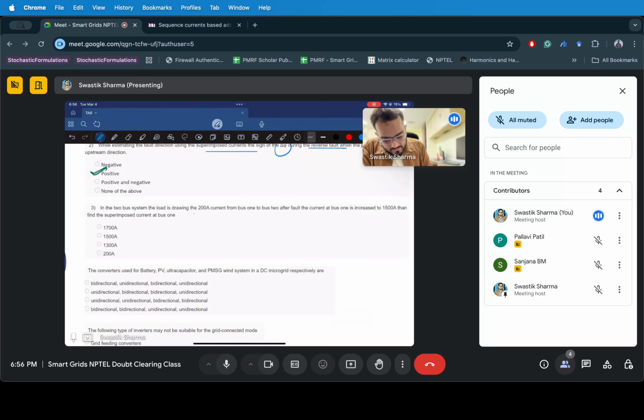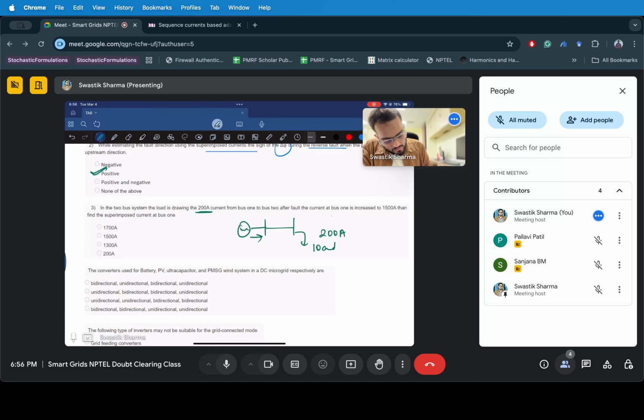Now, in a two-bus system, a load is drawing 200 ampere. Let's draw a two-bus system. This is a two-bus system. So it is drawing 200 ampere current from bus 1. So bus 1 is powering that.